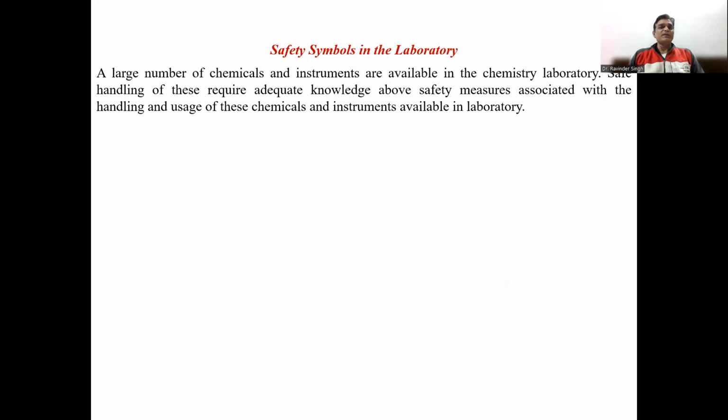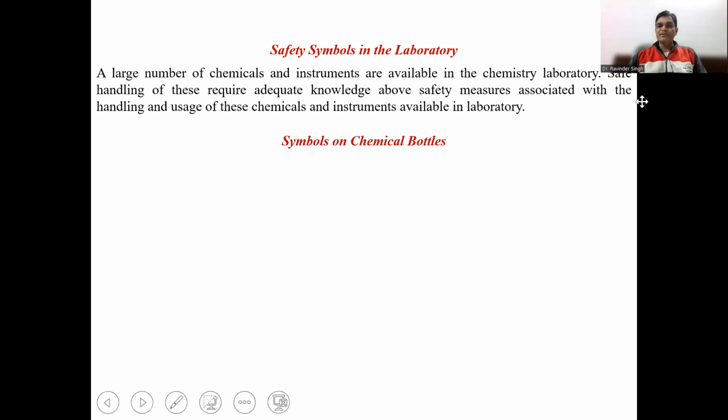The main discussion of today's session is the safety symbols in the laboratory. Now we are going to discuss all these safety symbols in the chemistry laboratory. A large number of chemicals and instruments are available in the chemistry laboratory. Their safe handling requires adequate knowledge about the safety measures associated with the handling and use of these chemicals and instruments during the experimentation process in our chemistry laboratory.